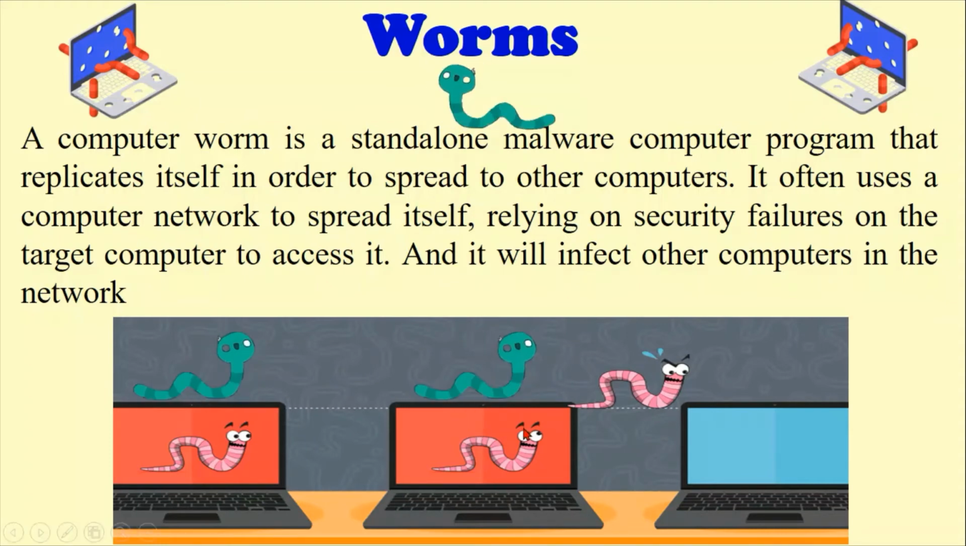We can see in the third one also. So this one is a worm. It could make our computer system slow, and it can replicate itself. It can make thousands and millions of copies of worm files.